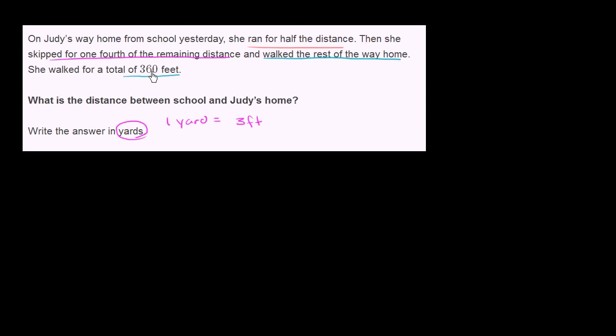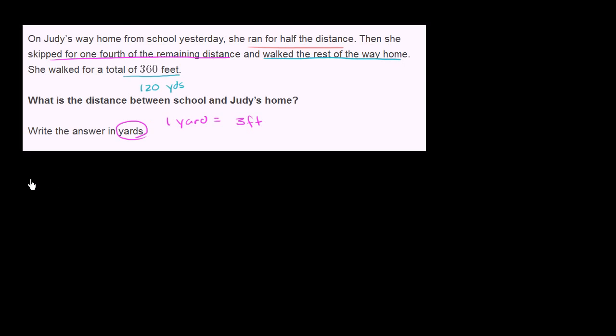Well, there's 3 feet per yard. So we're just going to divide 360 feet by 3. And so 360 divided by 3 is 120 yards. And now we can continue to do the whole problem in terms of yards. So let's think about it.